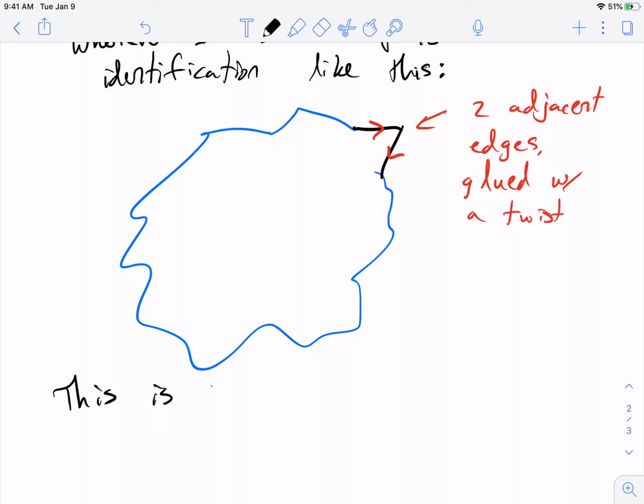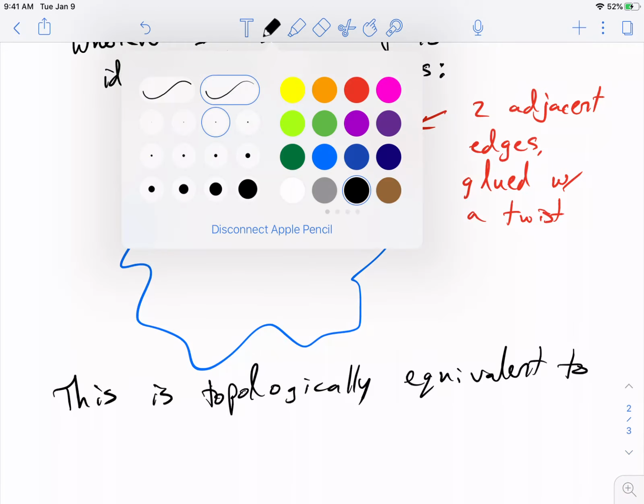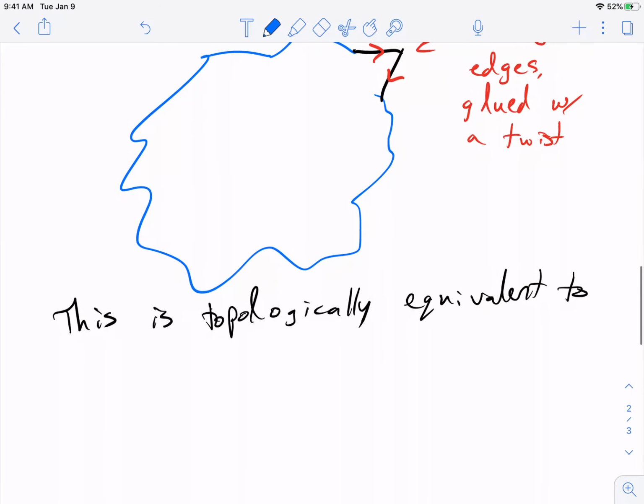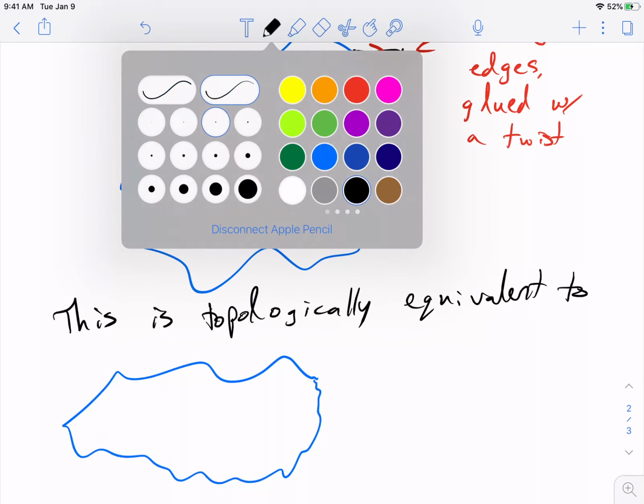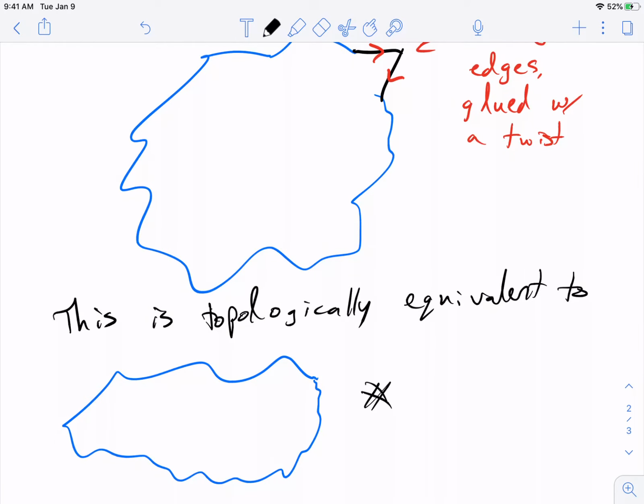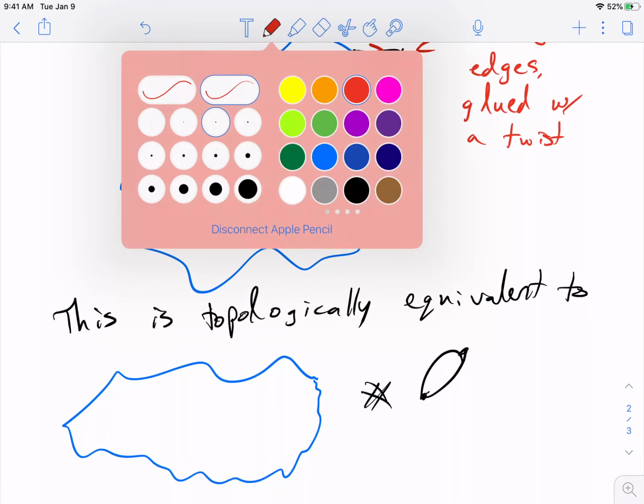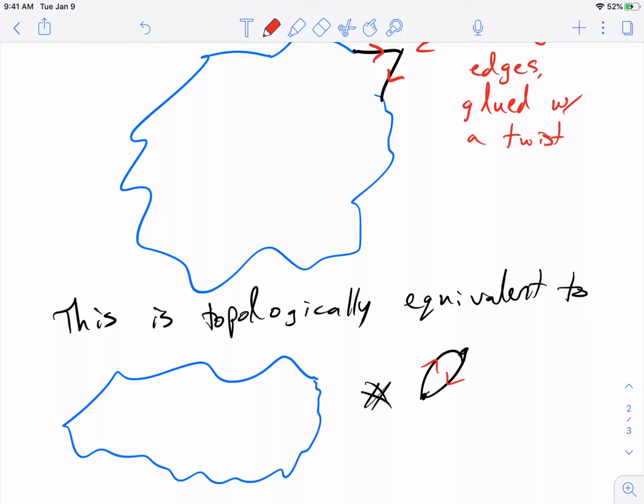So this is topologically equivalent to, we're always talking about topological equivalence here, so when I say the same as, I mean up to some stretching. This is topologically equivalent to a connected sum of the blue part connected sum with this thing, which is just RP2.